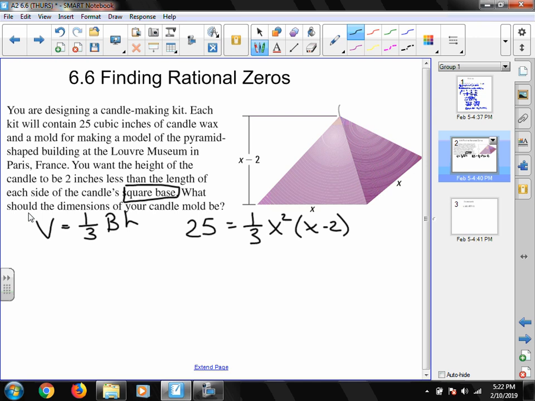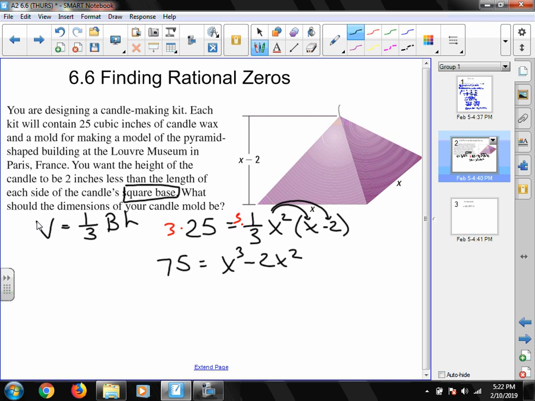Now, let's get this into a better arrangement for us. Everybody hates fractions. That's fine. Get rid of it. Multiply both sides by 3. So I end up with 75 is equal to, and I'm actually going to do 2 steps in one here. I'm going to multiply x squared times x minus 2, so I end up with x cubed minus 2x squared. Two little steps there, just to save us some room.